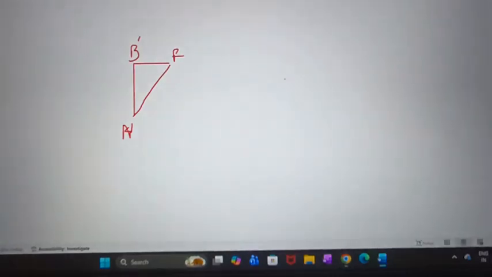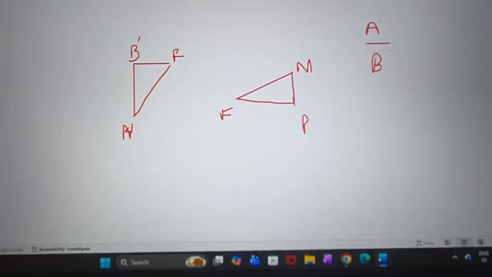Then triangle MPF is going to be like this. Compare with the image, you will be able to understand. MP and these are similar triangles. So if they are similar, we know that the ratio of the sides should be equal. So always take this triangle first. So A dash B dash by MP.